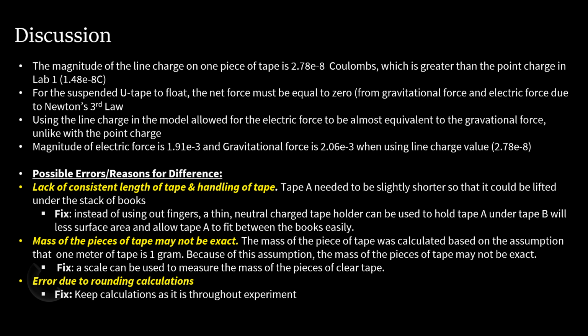Possible errors are due to the inconsistent tape and the handling of the tape, which can be solved by using a neutral charge tape holder to hold tape A in place. Another issue is due to the mass of the pieces of tape not being exact, which can be solved by using a scale to measure the mass of the pieces of clear tape. Lastly, an error could have been due to the rounding of calculations, which can be solved by keeping more digits throughout the experiment.